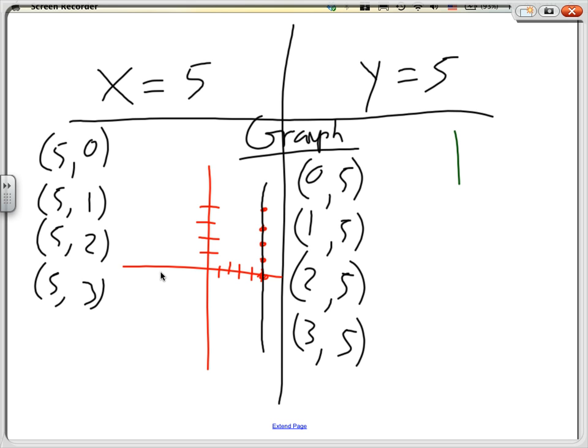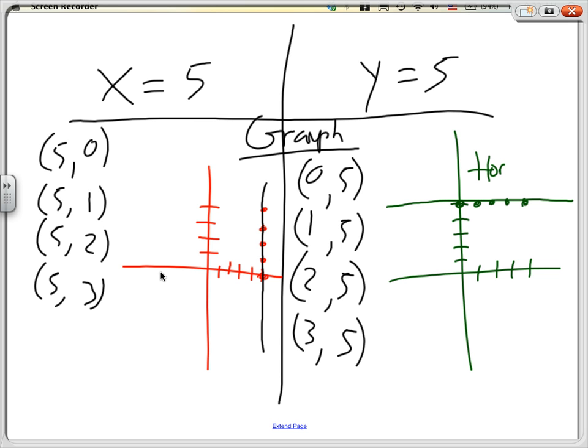Over here, if I do the same exact thing, what you see is 0, 5. So 1, 2, 3, 4, 5 right there. 1, 5 right here. 2, 5. 3, 5. 4, 5. If I connect these, I will see a what line? Horizontal. And the other line is what? Vertical.